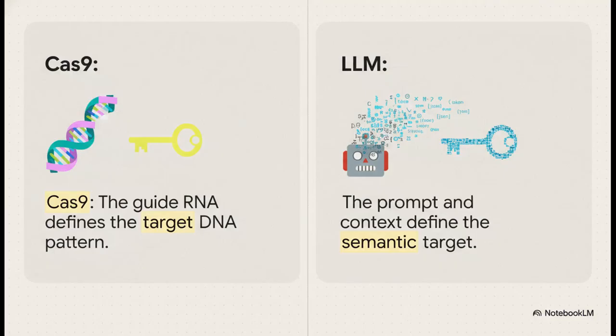Step 1, the search template. For Cas9, that was the guide RNA, right? It defined the physical DNA pattern it was looking for. Well, for an LLM, your prompt, everything you've typed so far, gets turned into something called a context embedding. It's like a complex mathematical fingerprint that defines the meaning it's looking for. So both systems start with a target, one is just physical and the other is semantic.